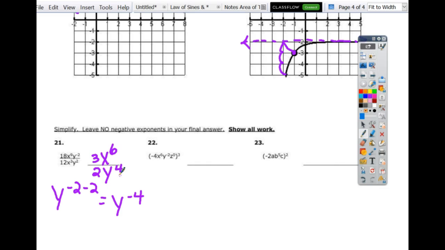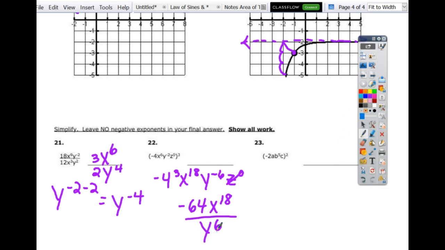Okay, so next, what do I do when I raise to an exponent? We're going to multiply. So I get x to the 18, y to the -6, z to the 0. What is anything to the 0 power? 1. So I don't have to worry about this, right? Because this is going to be times 1. -4 raised to the 3rd power. Well, 4 to the 3rd power is 64, so it's a -64. And where does the y go? To the bottom, and it becomes positive.